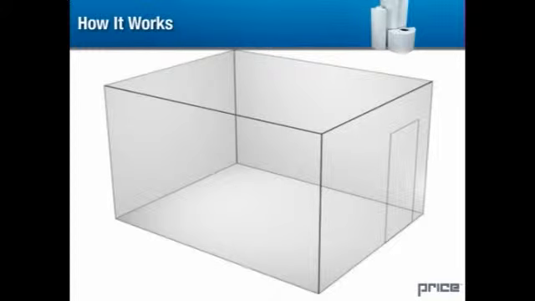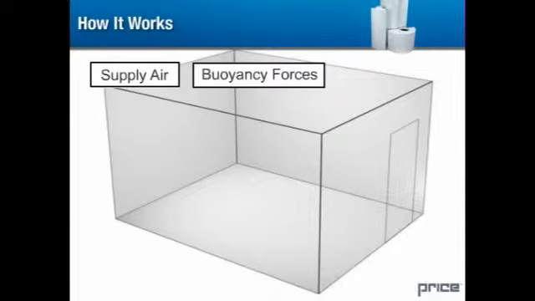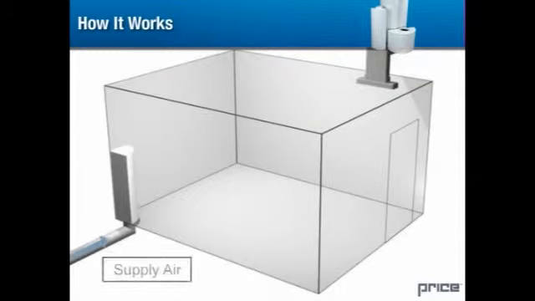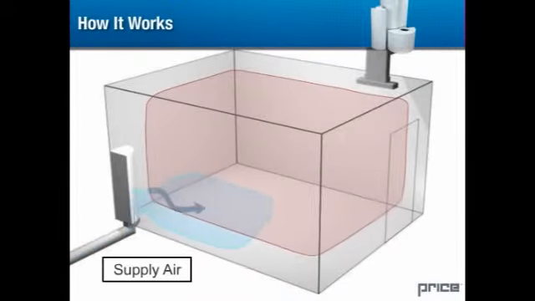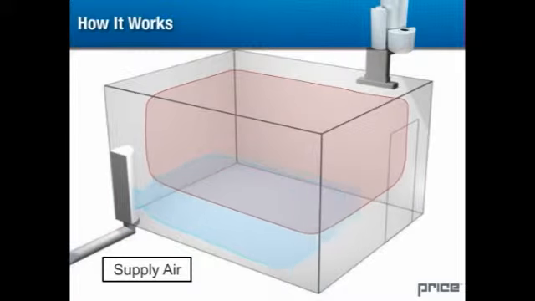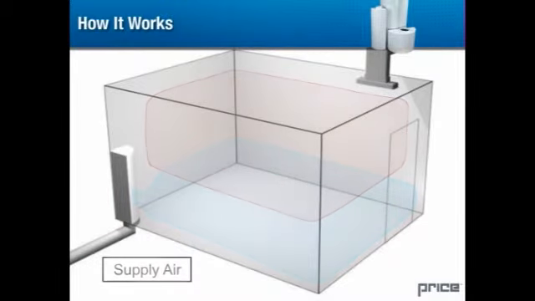Displacement ventilation uses an innovative technology based on three major principles: supply air, buoyancy forces, and stratification. First, supply air enters directly into the occupied zone at a low velocity. Its temperature is slightly cooler in order to displace the warmer, polluted air already present in the room.